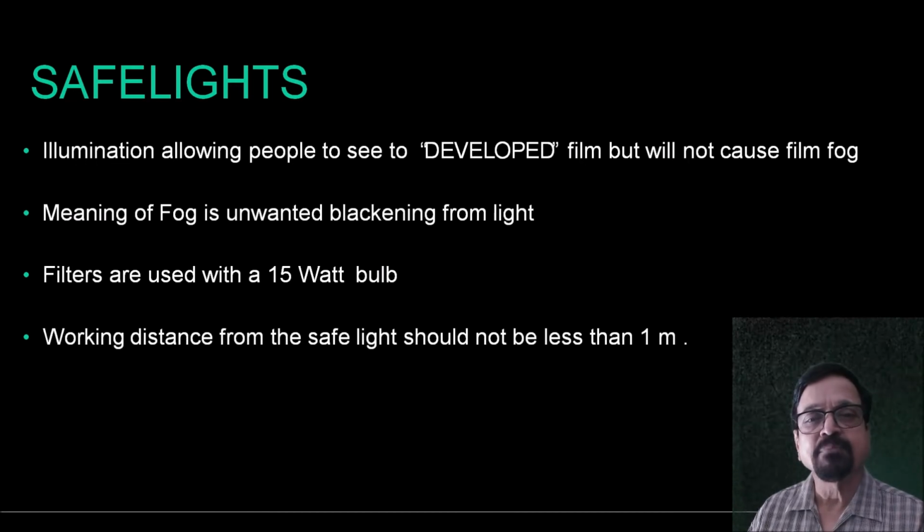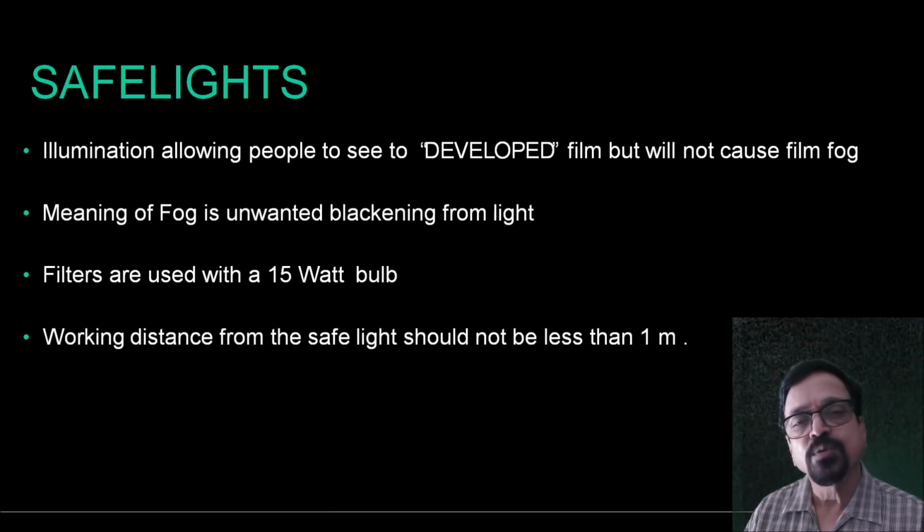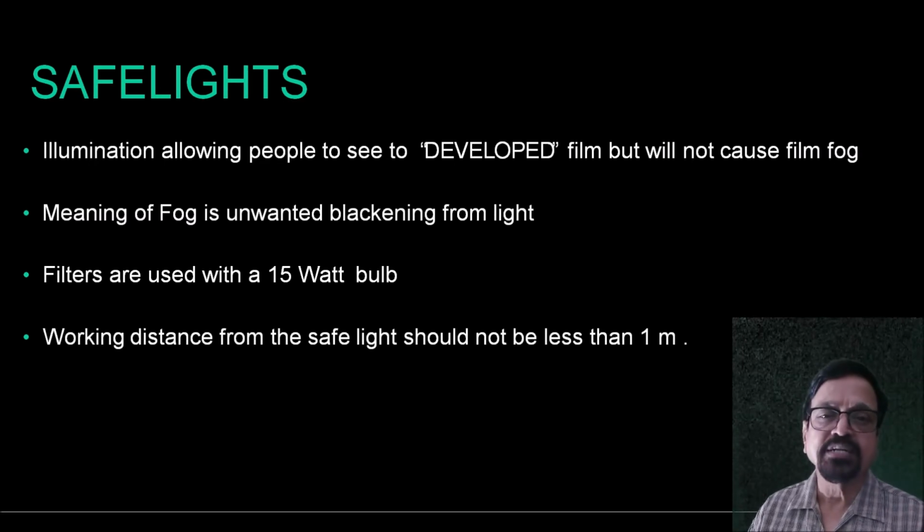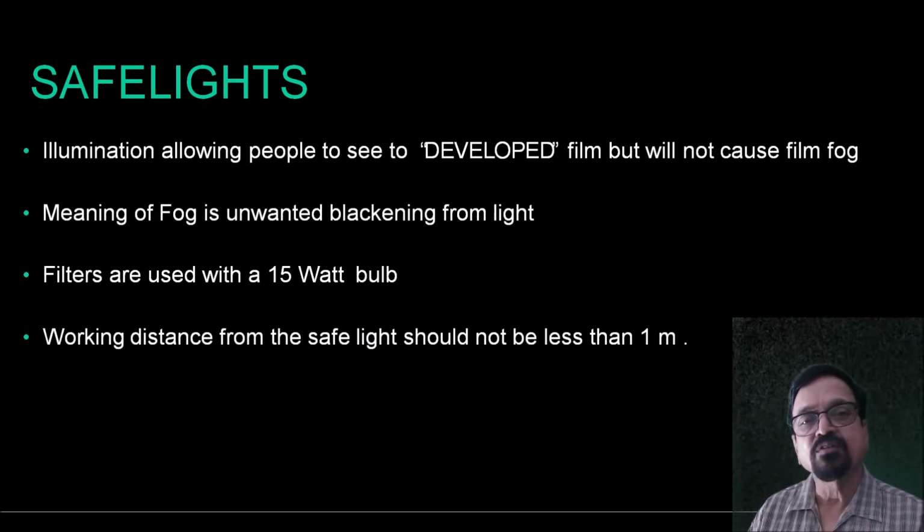So that is the basic aim of the safe light. So safe light has to be there. Usually it is red color because films are not sensitive to red color, and films are sensitive to green as well as blue base. So a safe light has to be red color. Safe light has to be safe. That means it should not cause a fog, that is unwanted blackening of the film.